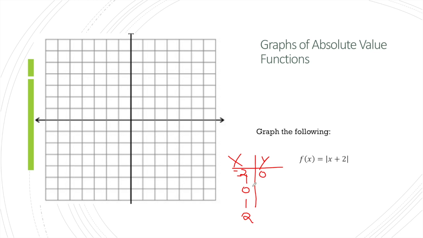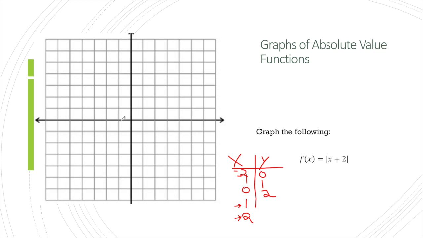So if I have f of x equals the absolute value of x plus 2, -2 plus 2 gives me 0, so my y value is going to be 0. If I have -1, -1 plus 2 is going to give me an absolute value of 1. If I have 0, 0 plus 2 gives me an absolute value of 2. So why don't we go ahead and plot those points and think about whether these were really the best points to pick.